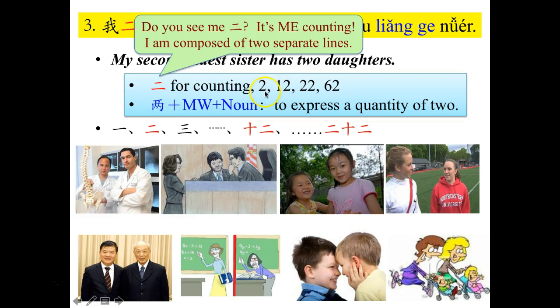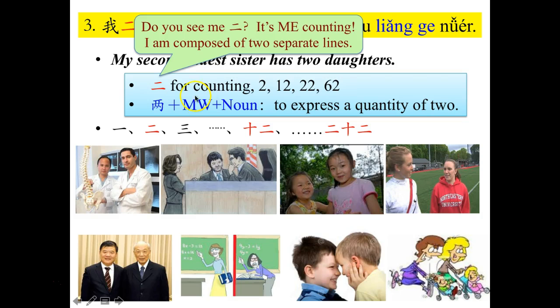So 二, 12, 22, 62. Or you can use 二 for the ordinal number such as the second, 第二, or floor 2, the second floor, 二楼. All these are for counting.